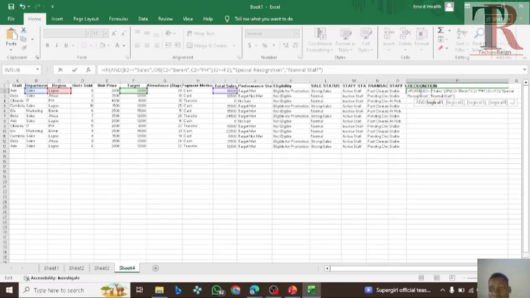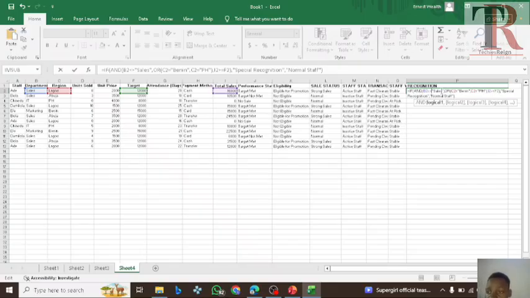Why all of them are nested in AND is because all the conditions must be met for special recognition. If one of them is not met, then we will not get special recognition. So here it is saying the first condition is that the department must not be equals to sales.